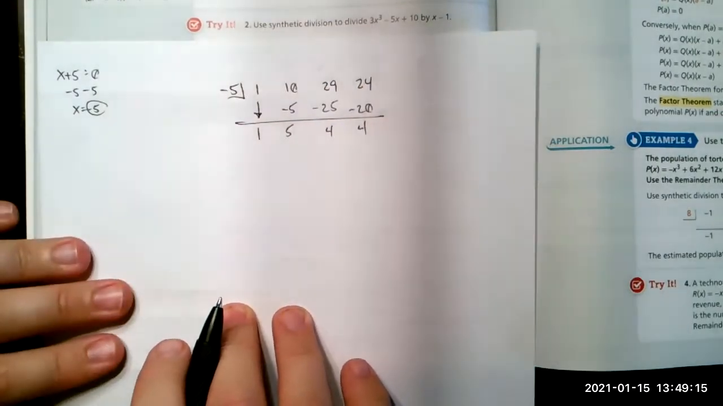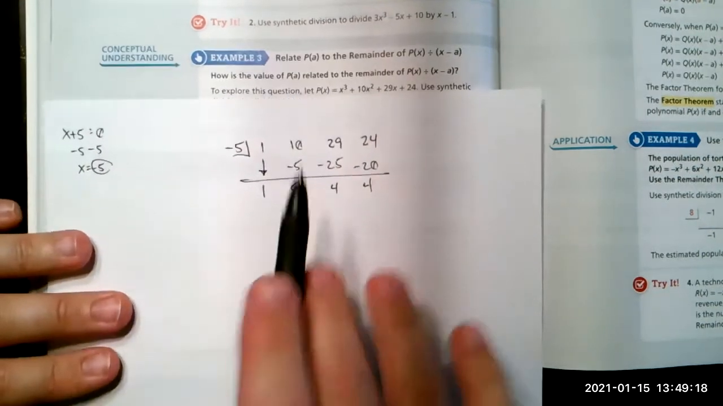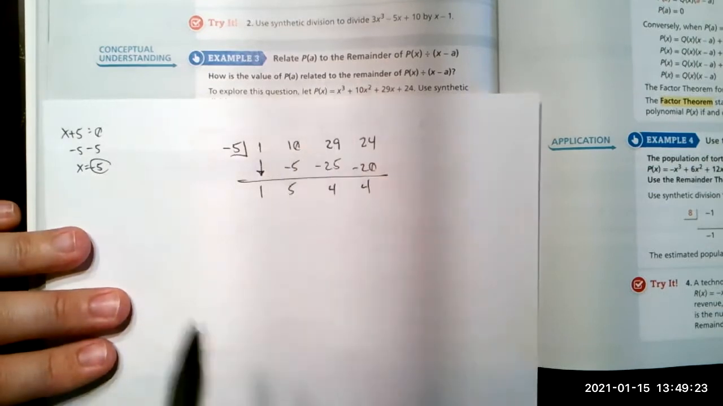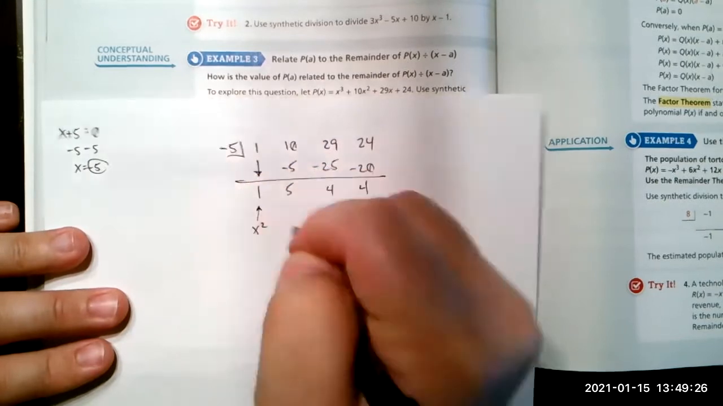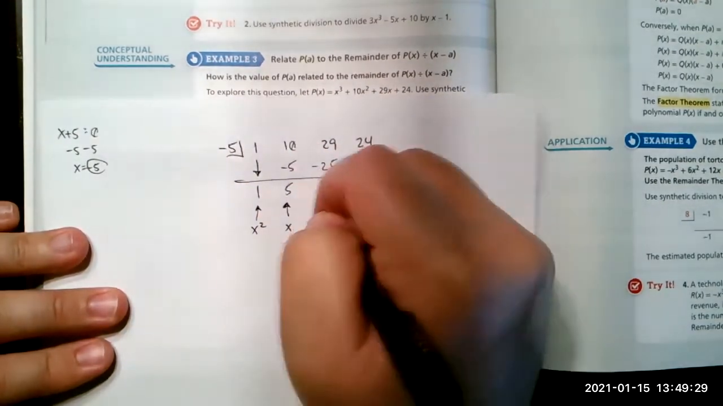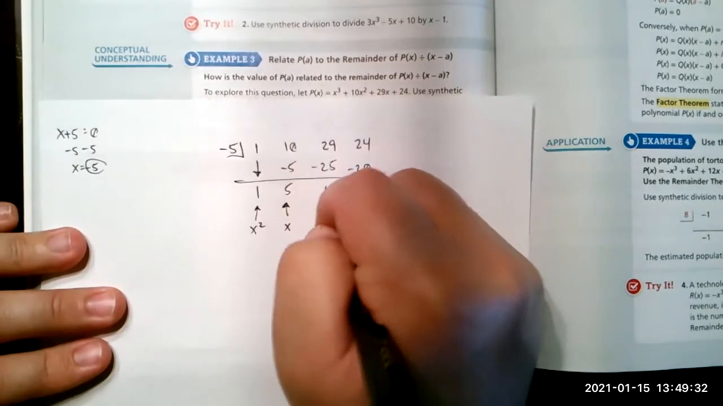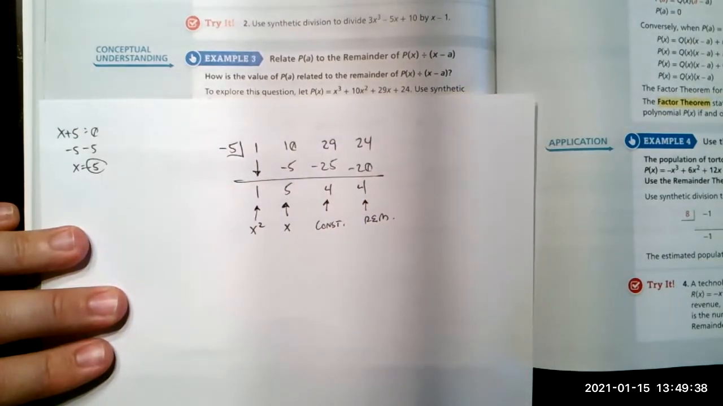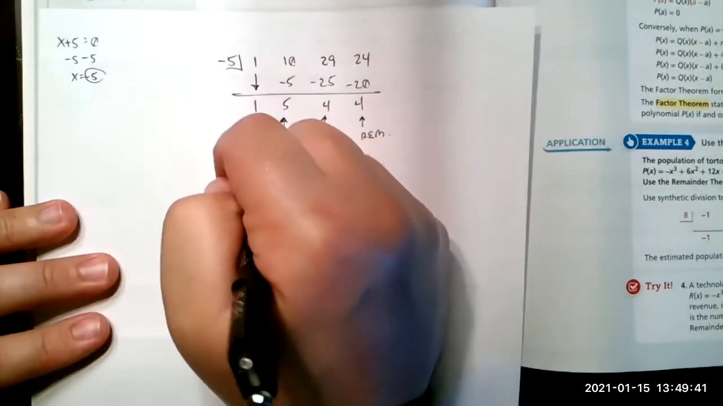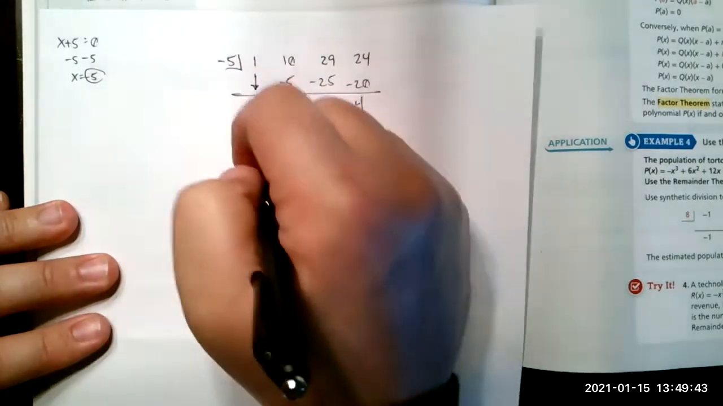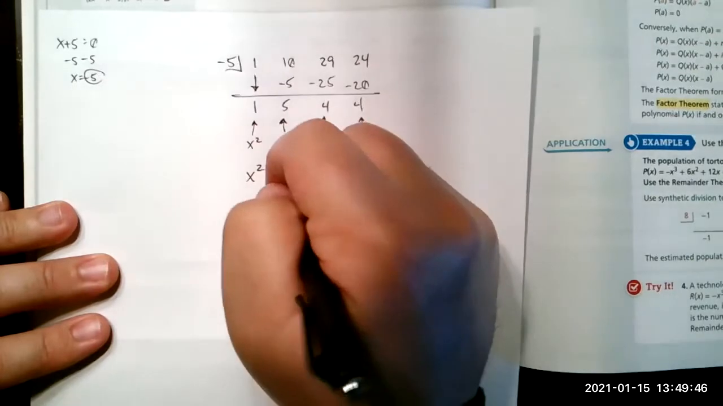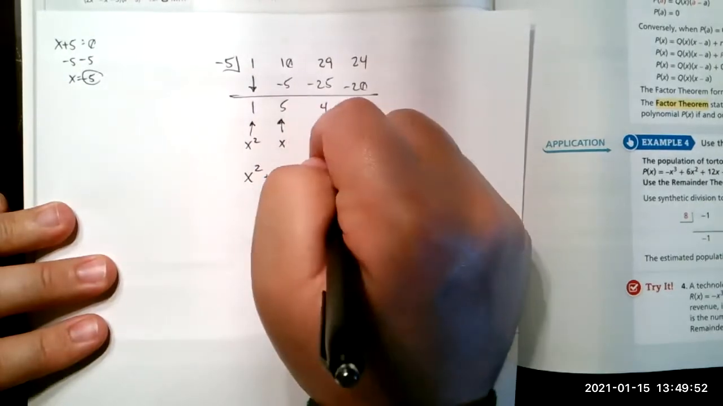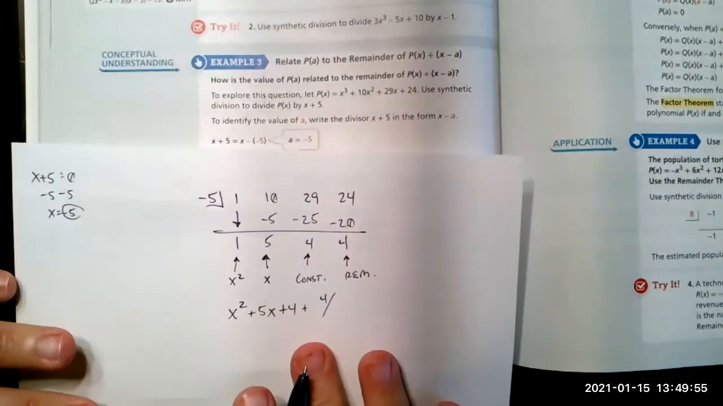So when I do that, my synthetic division, remember we started off with p of x equals x cubed. That was that highest degree. So once I divided this, I know that this is an x squared, that this is an x, that this is a constant, and that this is my remainder. Okay, so my answer here, my quotient is going to be 1x squared, 5x, plus 4, and then a remainder of 4. So plus 4 divided by x plus 5.